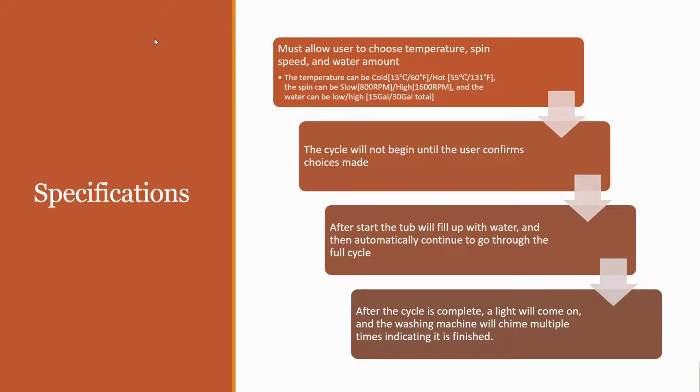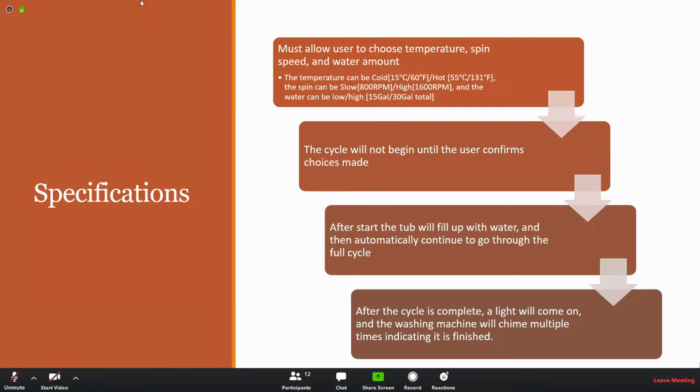The temperatures, the spin speed, and the water amount are kind of arbitrary, but they're based on what a typical washing machine would be. So the cold would be 15 degrees C, the hot would be 55. The slow would be 800 RPM, and then the high would be 1600 RPM. That's kind of based off of the more high-end washing machine, so to speak, but I figured since this is a theoretical, it'd be fine.